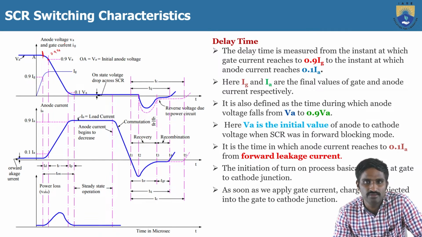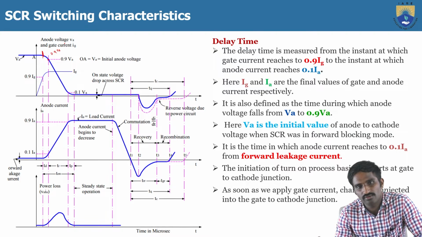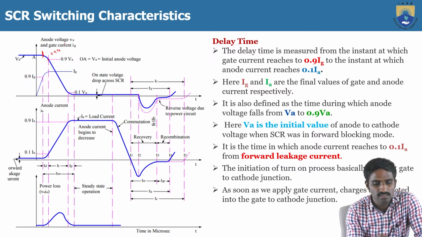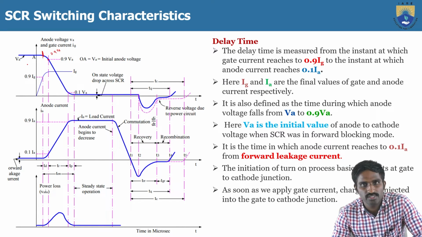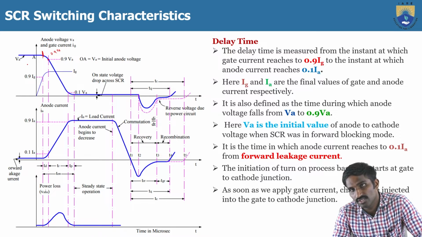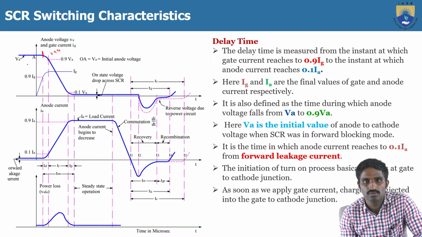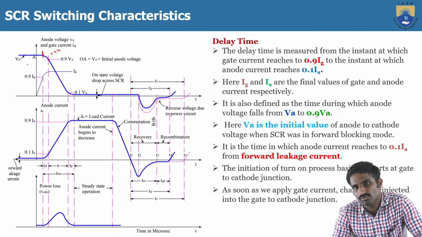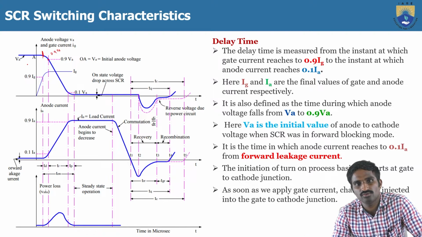Here VA is the initial value, which means initially we apply some forward voltage across the anode and cathode. Whatever the initial forward voltage we are applying across the anode and cathode, that is the value of VA. So you must remember Ia and Ig are the final values and VA is the initial value, because Ia and Ig we start from 0, but VA we do not start from 0. Initially we apply some amount of forward voltage across anode and cathode. That's why it is the initial value of anode to cathode voltage when the SCR was in the forward blocking mode.